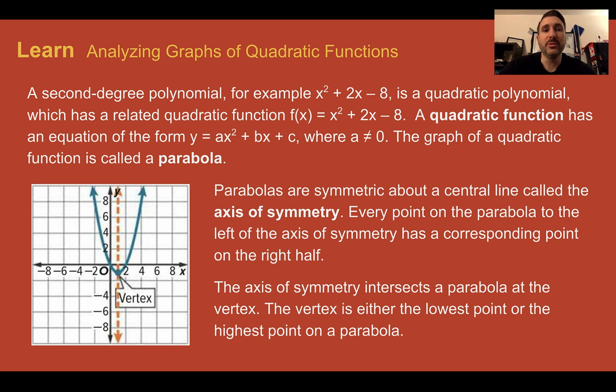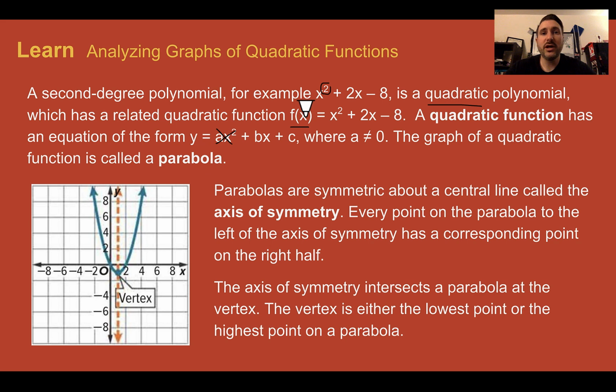A second-degree polynomial, which means it has the exponent of 2, for example, x squared plus 2x minus 8, is a quadratic polynomial. Remember when we were learning to name polynomials, quadratic meant that exponent of 2. These have a related quadratic function where we have f of x equals the same polynomial. So a quadratic function is going to be written in the form y equals ax squared plus bx plus c, where a cannot be 0, because if a was 0, that would be gone and it would no longer be quadratic. Or you might see it written up here as f of x.